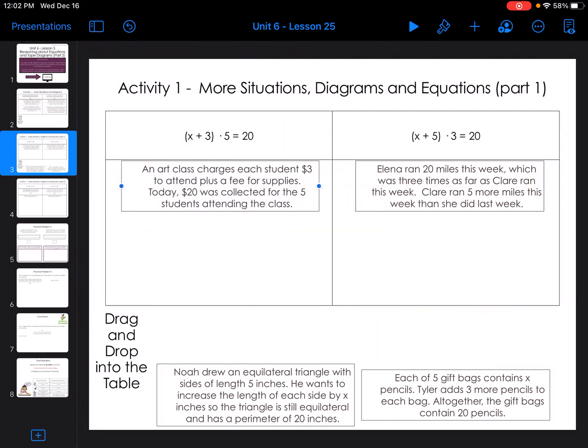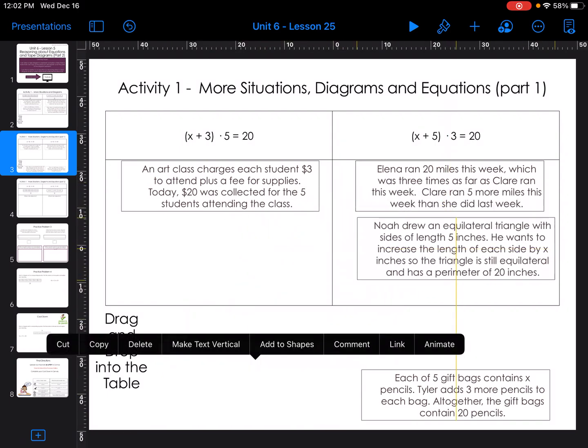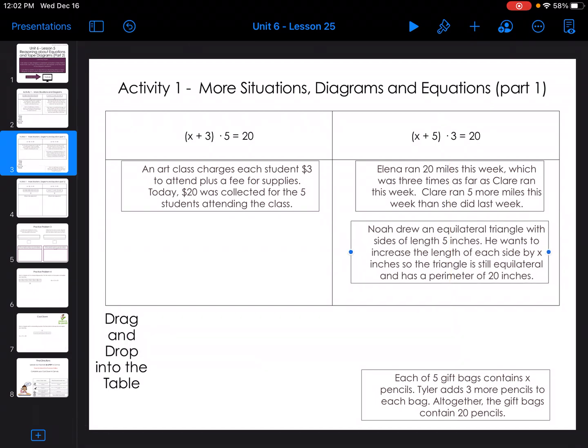Noah drew an equilateral triangle. So I know an equilateral triangle is going to have 3 sides, and I know that they increased each side length by 5. For 5 gift bags, I put some number of pencils plus 3.